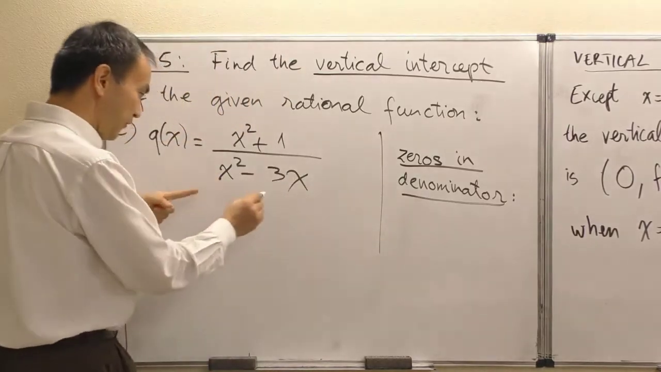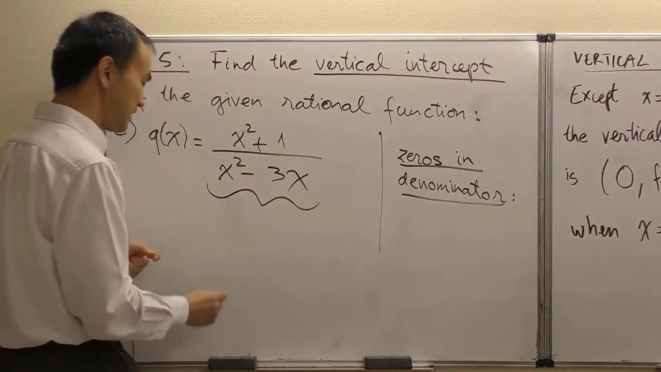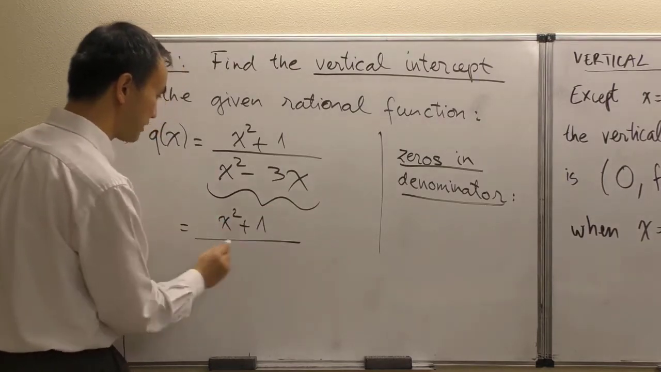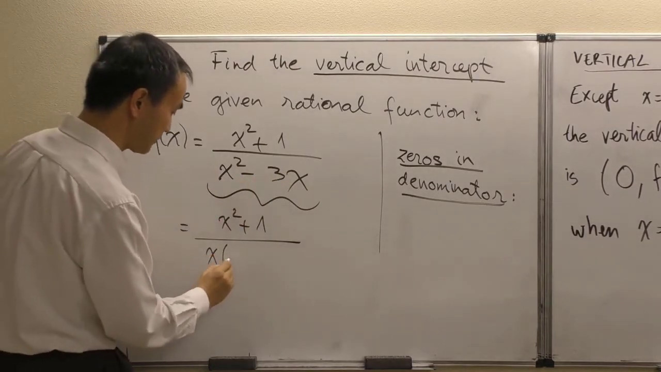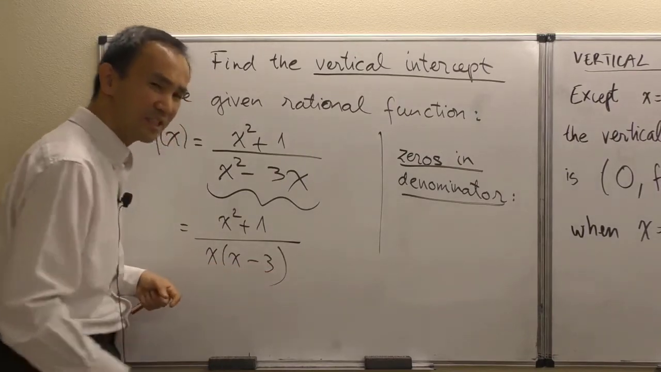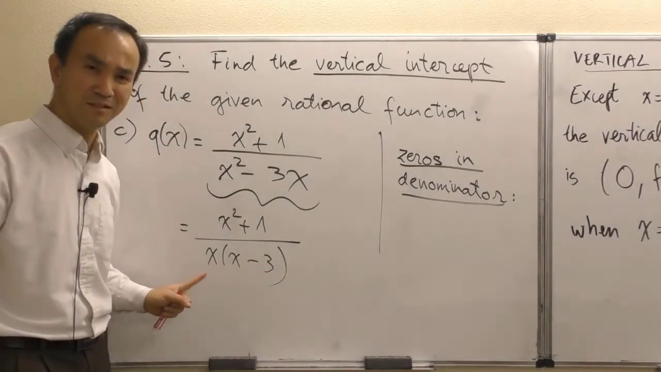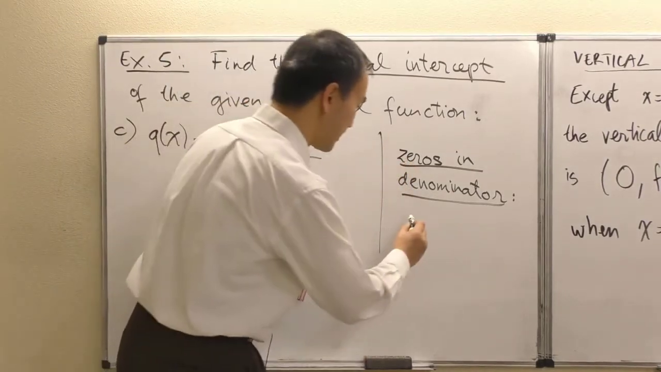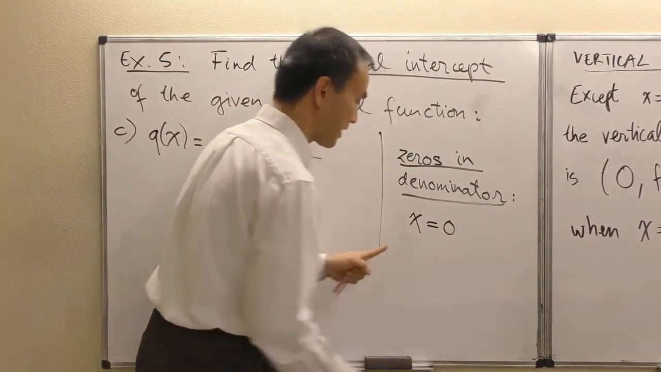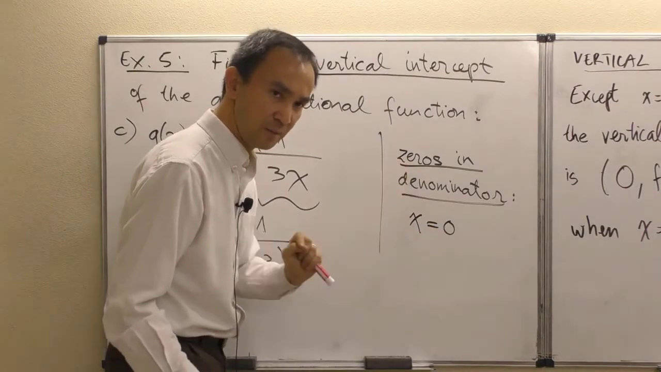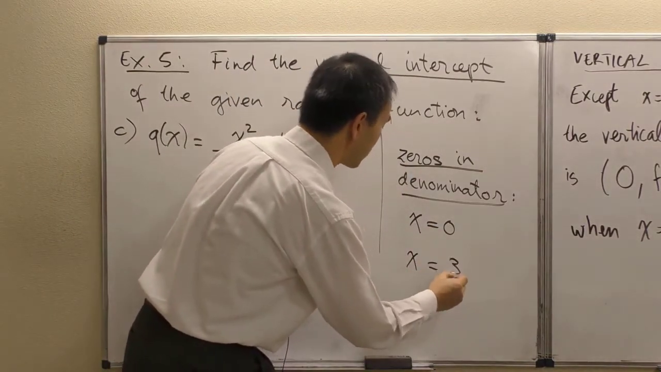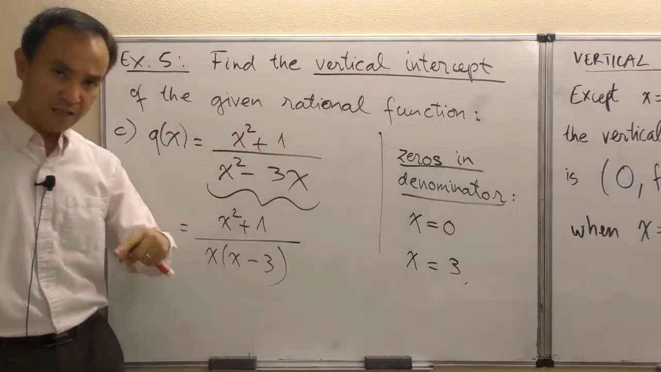In factor form, x squared plus 1 is in the numerator. The denominator factors into x times x minus 3, and we're starting to see some leads right here. As far as the zeros in the denominator, I have a 0 at x equals 0, and another 0 at x equals 3. So I have 2 zeros in my denominator.